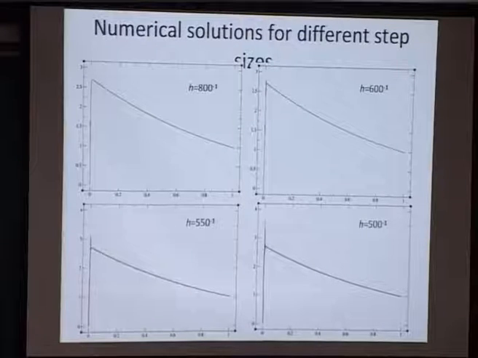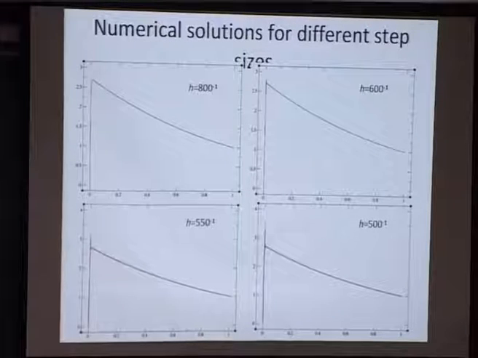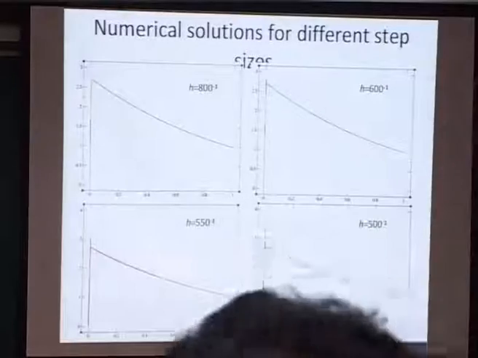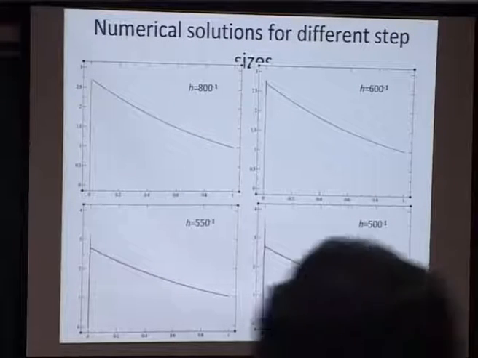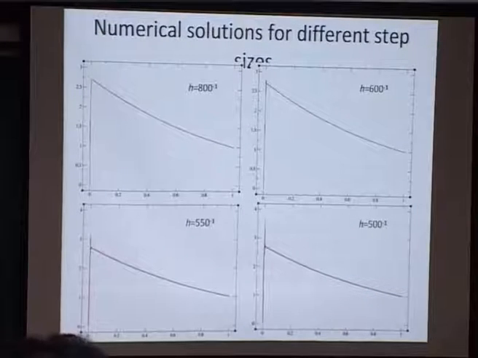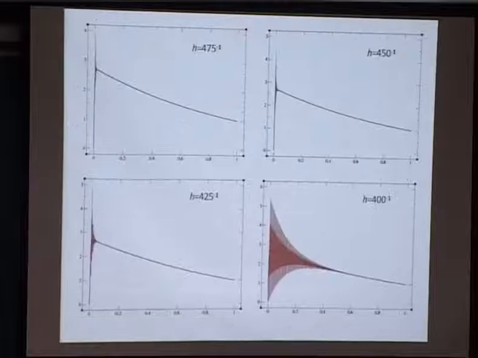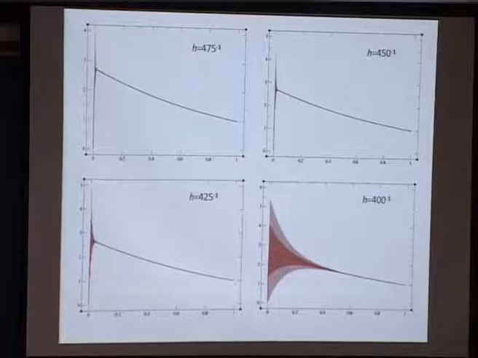The first four plots are for h equals 800 inverse, 600 inverse, 550 inverse, and 500 inverse. You can easily compare the numerical and exact solutions. If you look at 800 inverse, the numerical solution and the exact solution are indistinguishable from each other. Whereas at 600 inverse, you can easily see that there is a red spike that is sort of deviating from the black curve. The red one is the numerical solution and the black one is the exact solution. And as you increase h more and more, you can see that the error between the numerical solution and the exact solution keeps on increasing, which is what we expect.